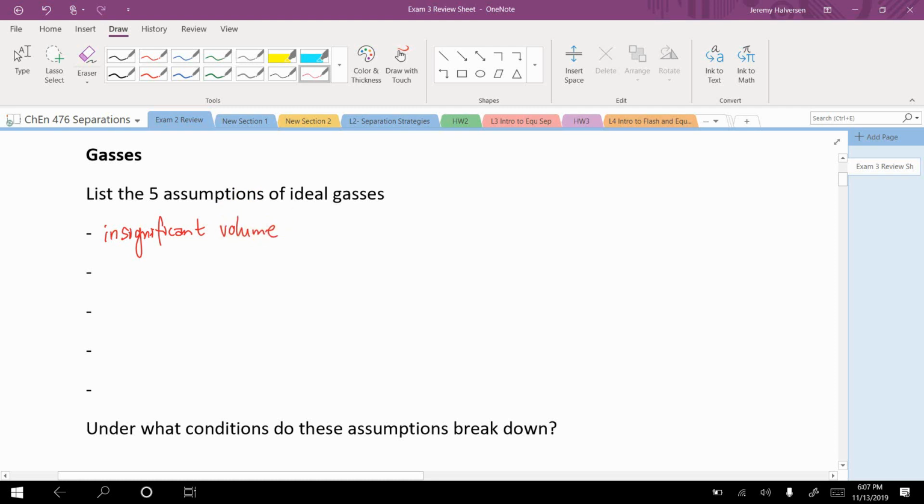Does that make sense to everybody what it means to have insignificant volume compared to the space that you take up? Is that true of a solid? No, obviously not. But a gas, the volume of the particles is negligible. Okay, what else do we got?